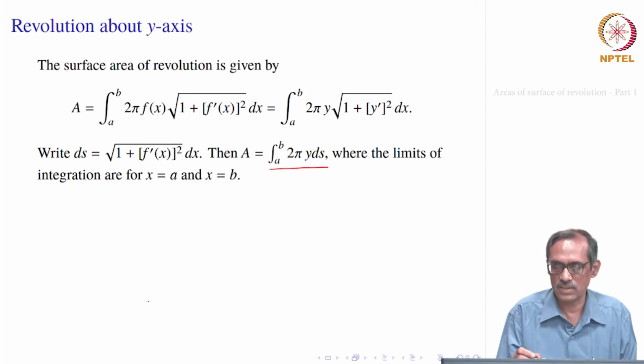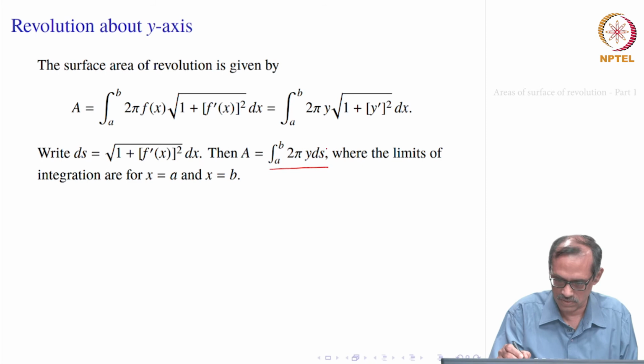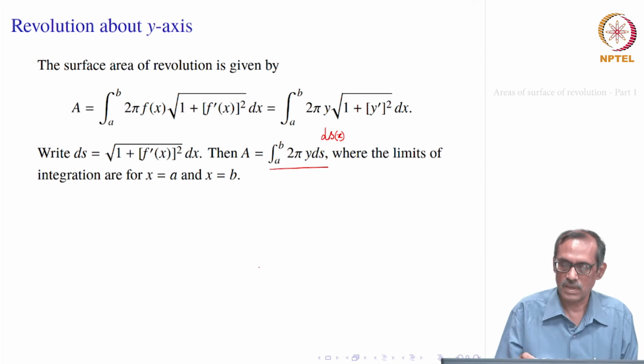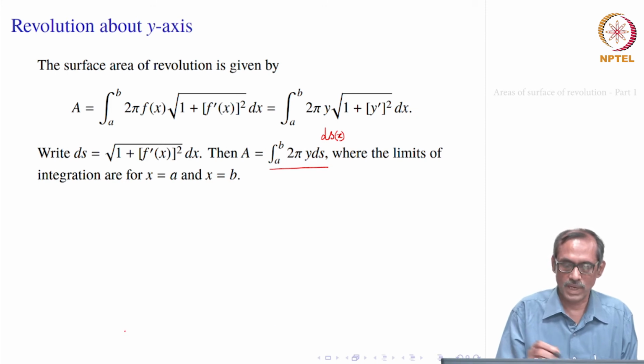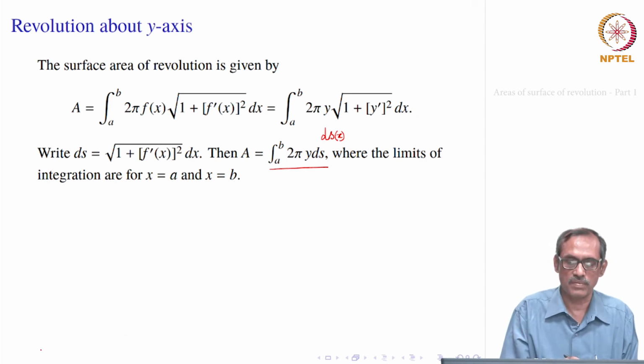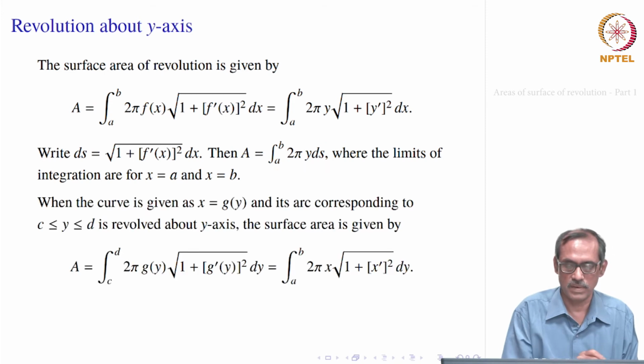It is not dx, it is ds, where the limits for integration are for x, which is a to b, not for s. So, that means we think of ds as s is a function of x, and the limits are for x which varies from a to b. So, that will be our formula for computation of area of surface of revolution.